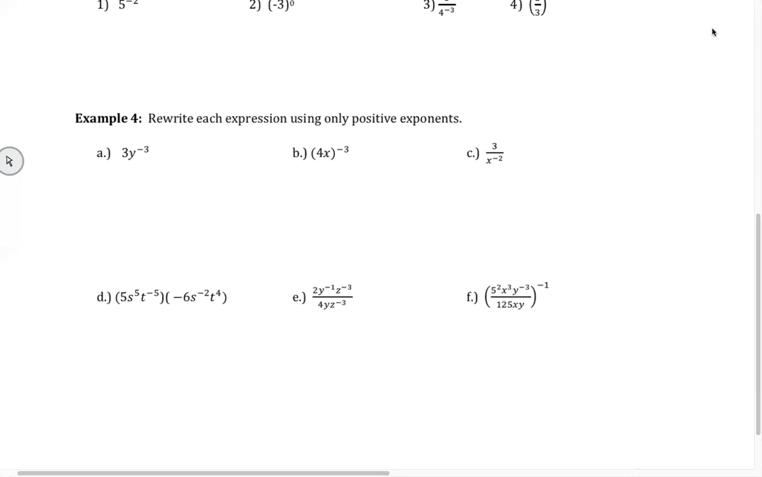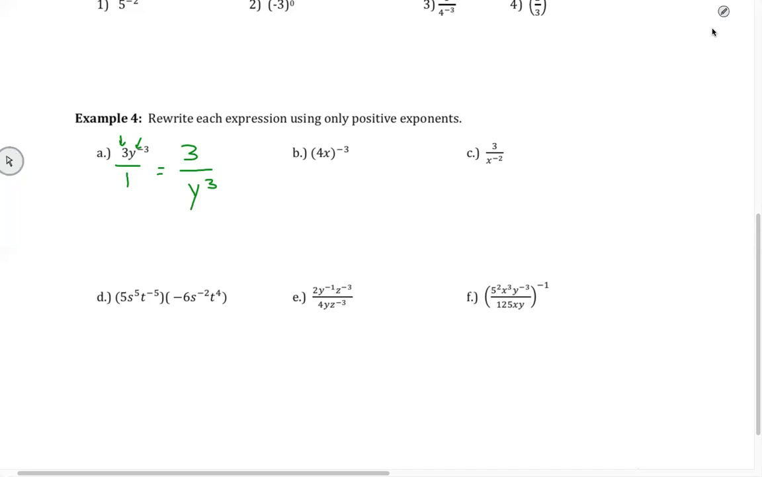So right here, I'm looking at this problem. Again, I'm viewing all these problems as fractions. So I'm thinking of it as 3y to the negative third over 1. Here, I have two parts: the 3, and the y to the negative third. The power of the 3 is positive, so that stays. Y to the negative third is negative, so it goes to the bottom and becomes positive. So this becomes 3 over y cubed.